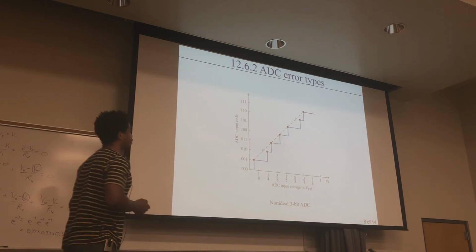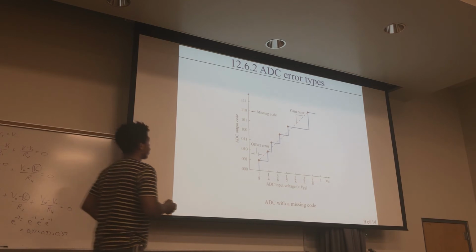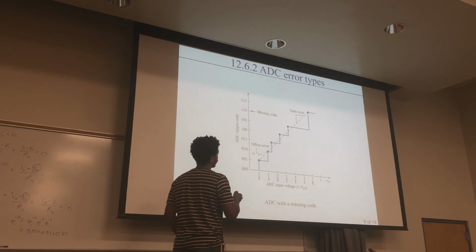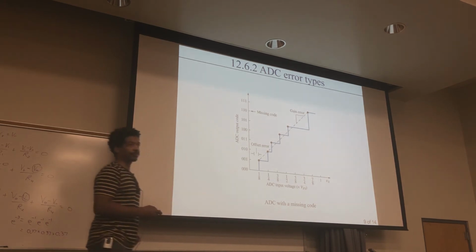happen. Also, you can have an error like this, where something is skipped. So you have some missing code. So you're supposed to have a data point right here, but it didn't get triggered until you got this high value, then it jumped over here. So that can happen too.